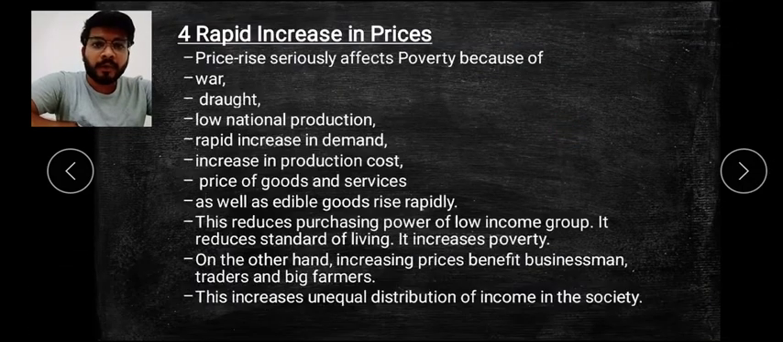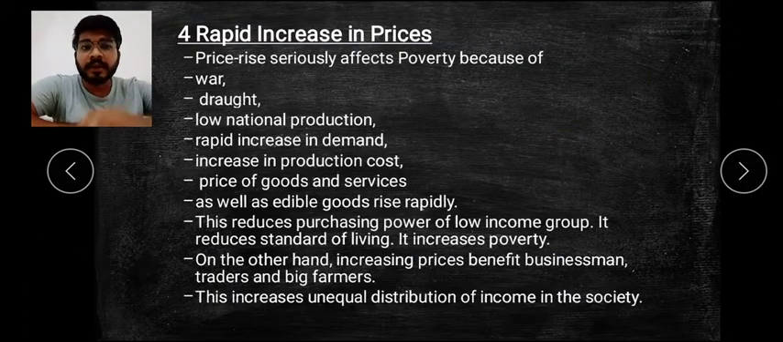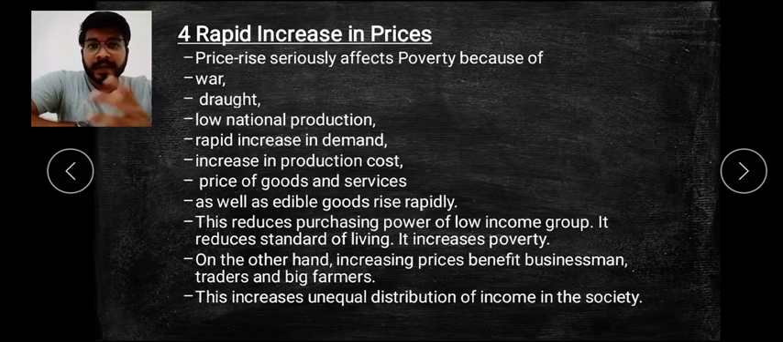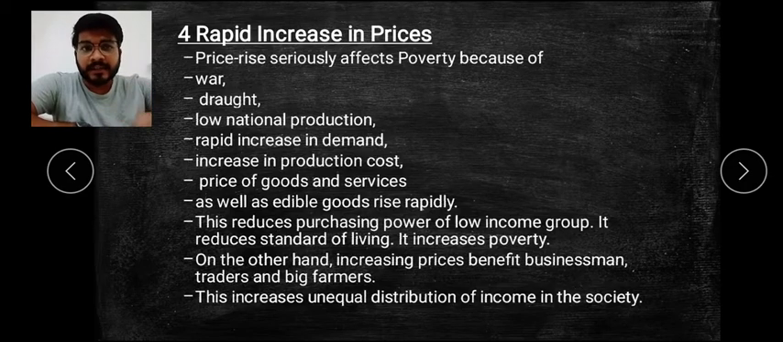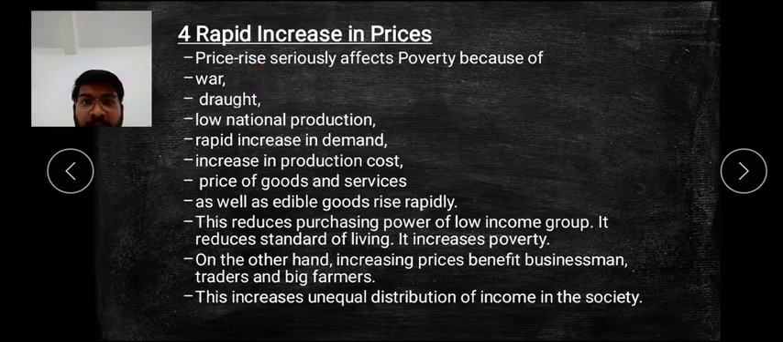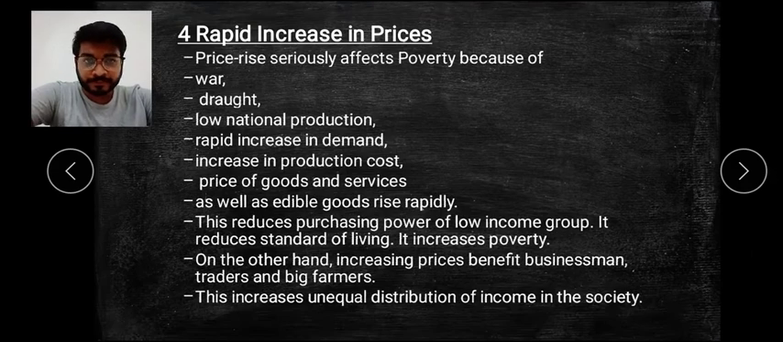If we talk about rapid increase in price, what is happening here? Price is rising seriously and it is affecting the poor. But what are the causes behind it? First is war. Because of war there is a problem of price rise, because necessary goods are required at that time, and when necessary goods are required, what will happen? Demand for basic necessary goods, consumption goods, food grains, everything will rise, and at that time businessmen will try to store and sell at a higher price.